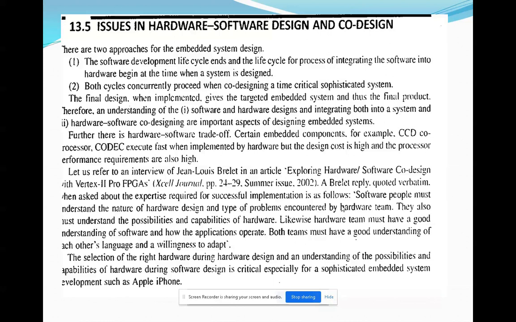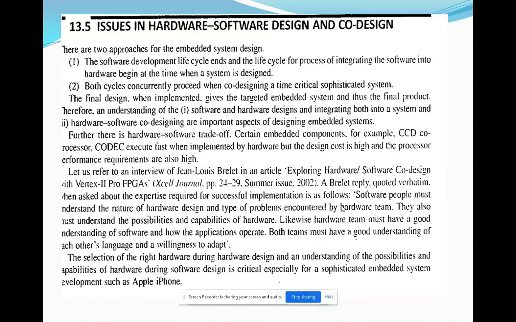Okay. Similarly, hardware and software code designing are important aspects of designing embedded systems. So you have to know both developments, hardware as well as software designing development. Okay. So it should not be that you are good only in hardware, and knowing only software is not enough. Both hardware and software, you have to keep concentration on both. Okay. Then further there is hardware software trade off.